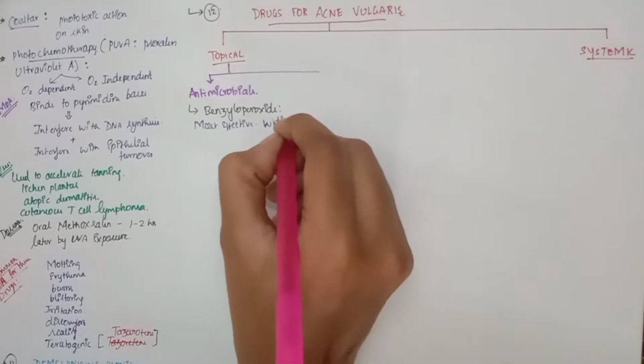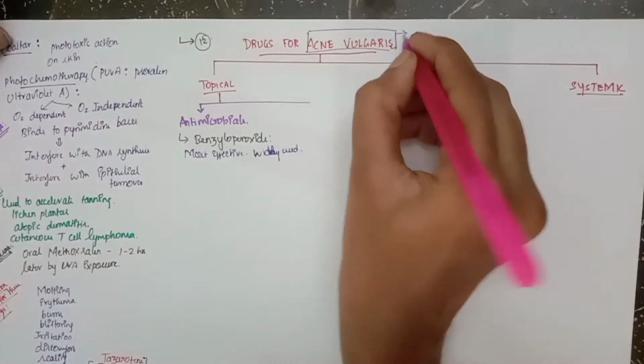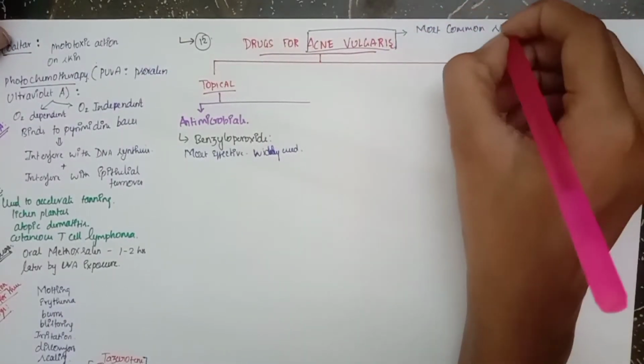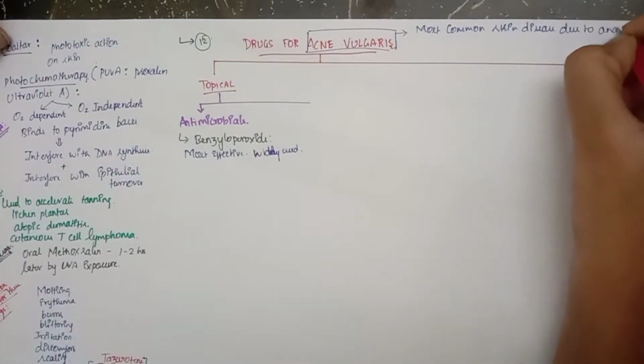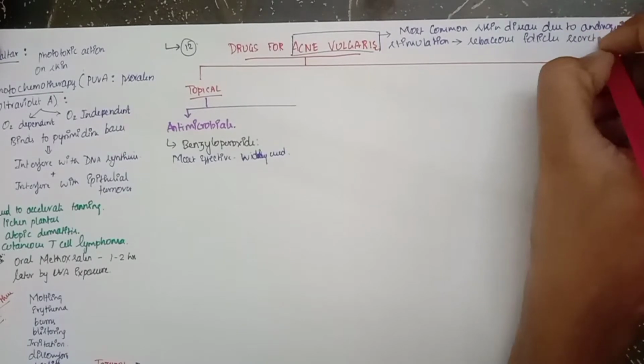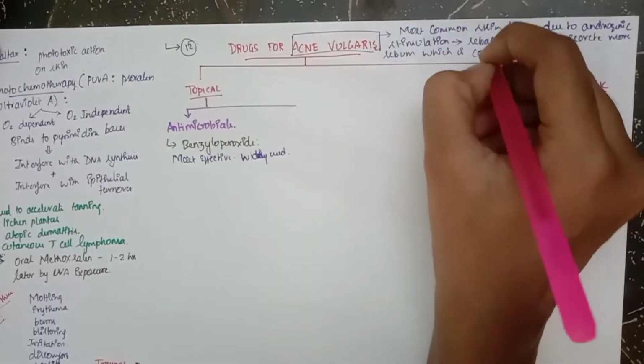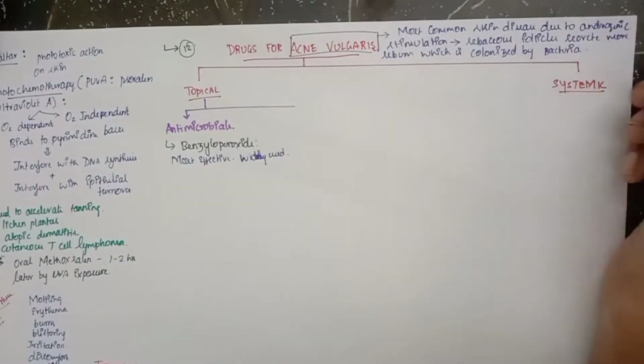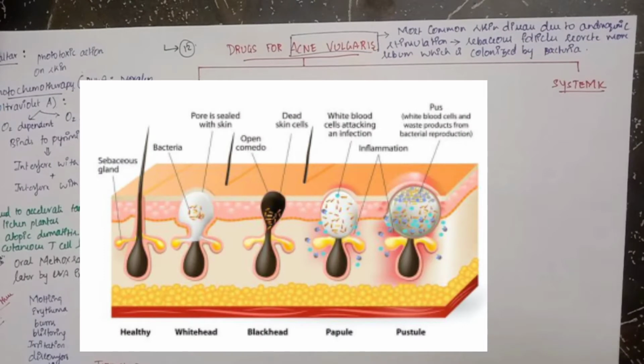Before going to the drug, you can see what acne vulgaris is. Acne vulgaris is the most common skin disease, and it is due to androgenic stimulation. Because of that, the sebaceous glands secrete more sebum, which is colonized by bacteria. So the acne can be a whitehead, a blackhead with open comedo, a papule with white blood cells attacking an infection, and a pustule, like pus.